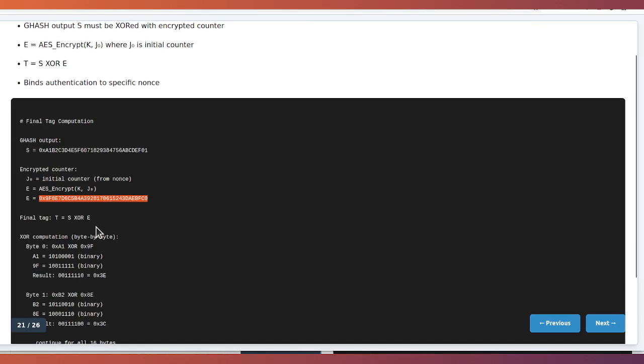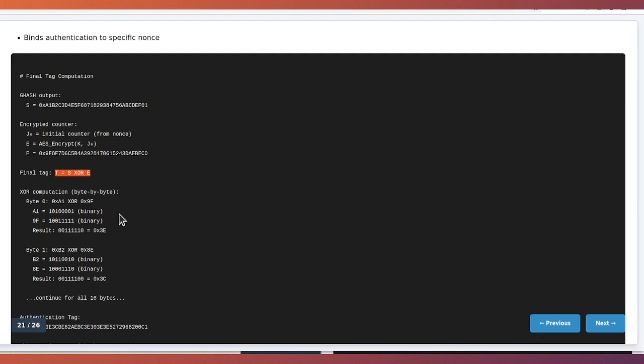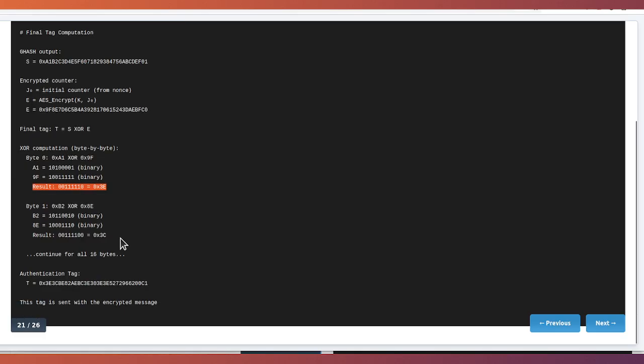The final authentication tag T is computed by XORing S with E. T equals S XOR E. We have S equals beginning with A1 ending with 01 and E equals beginning with 9F ending with C0. Let's XOR them byte by byte. First byte, 0xA1 XOR 0x9F in binary. 0xA1 is beginning with 10 ending with 01 and 0x9F is beginning with 10 ending with 11. XORing bit by bit gives beginning with 00 ending with 10, which is 0x3E.